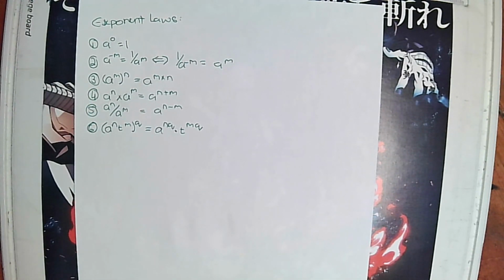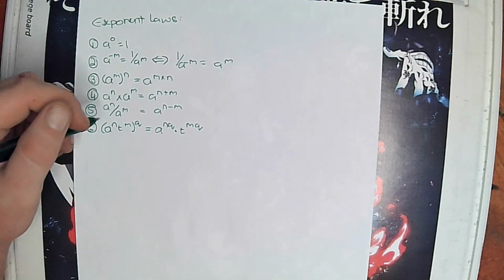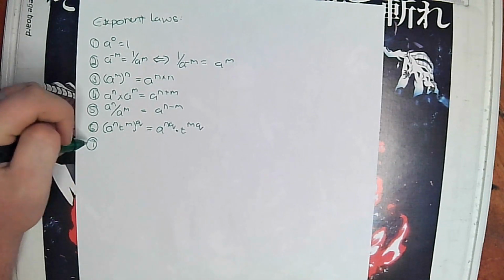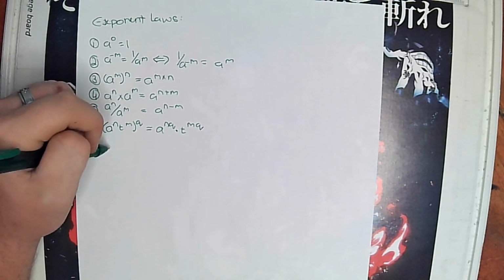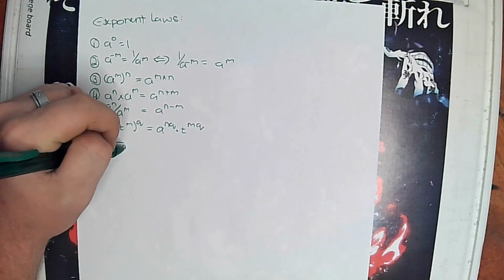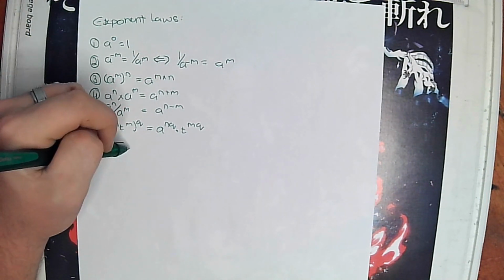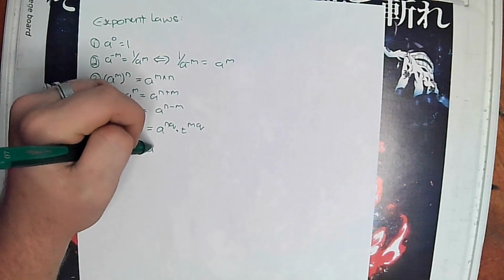And then the new law that you guys are going to learn this year is basically a law that explains the relationship between surds and exponents, or roots and exponents, which is as follows. The m-th root of a to the power n is equal to a^(n/m).